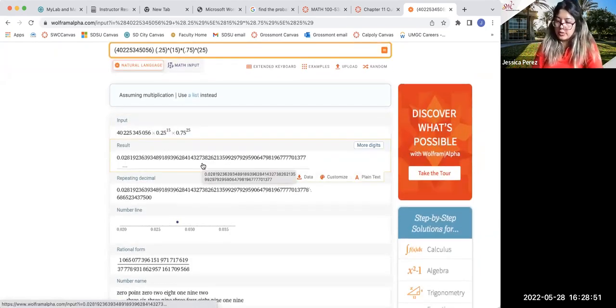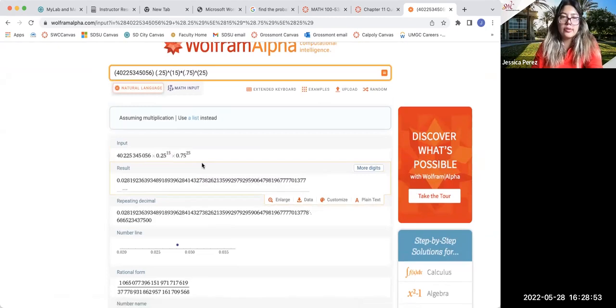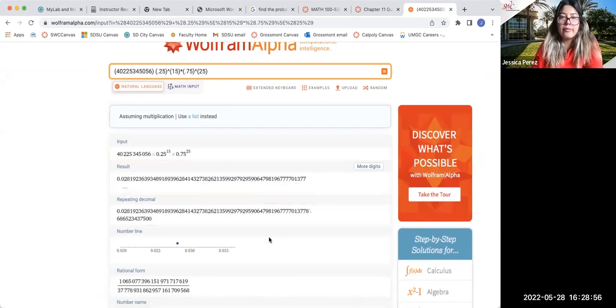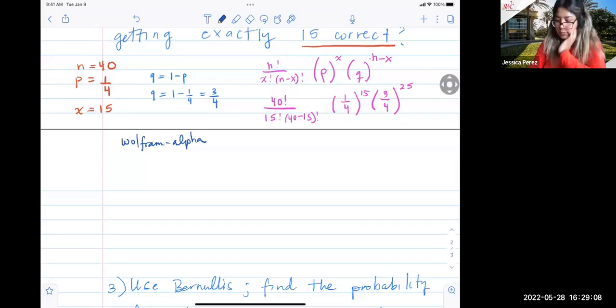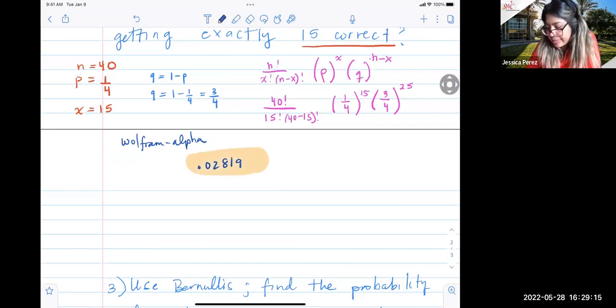So what we want to do is make sure you're calculating this correctly using Wolfram Alpha or your calculator. And our answer should look like this. It should be 0.02819. So it's probably going to ask you to round to the nearest thousandth. So this is the tenths, hundredths, and thousandths. So it's going to be 0.028. Okay. So make sure you're using the appropriate calculator. That's what I'm trying to say.